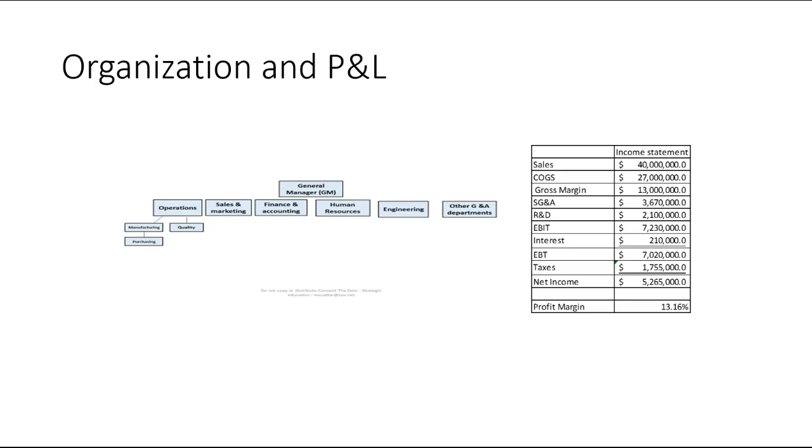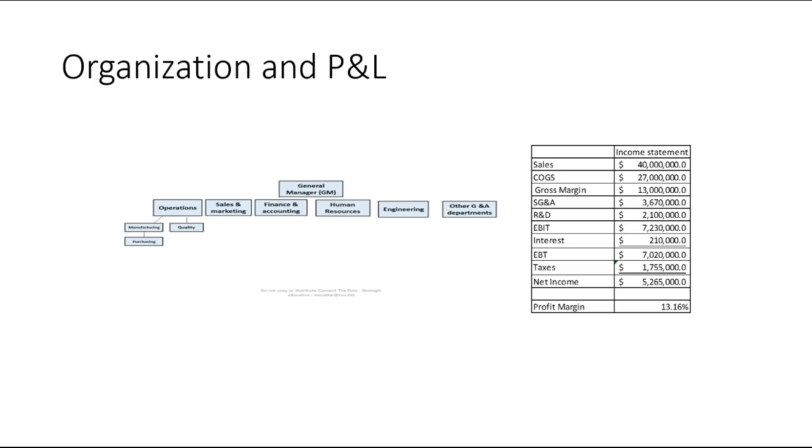Margin in the sense that between the cost to provide the service or produce the product, which is $27 million, and sales, we are left with $13 million. And the reason it is typically called gross, sometimes it is called contribution margin, is because obviously there are other costs that we still have to cover before we get to the net income.